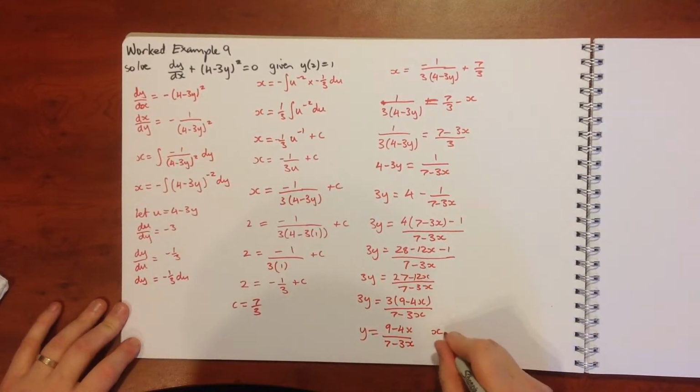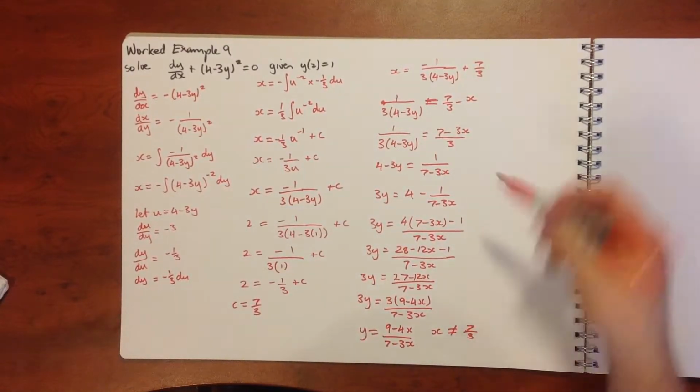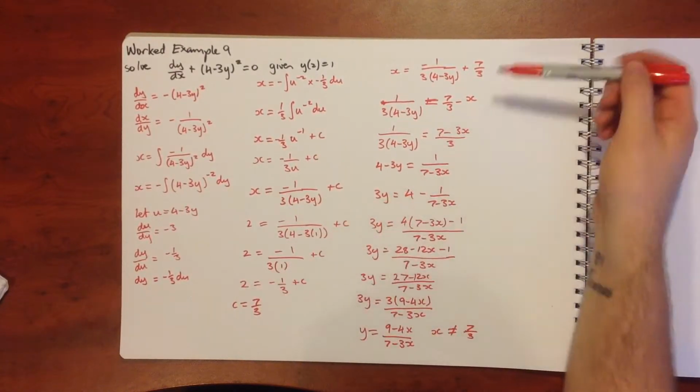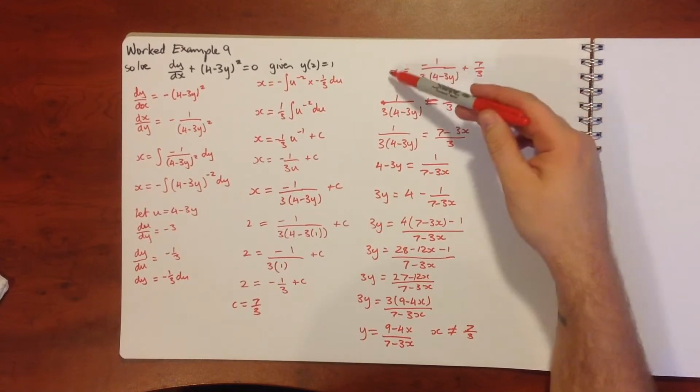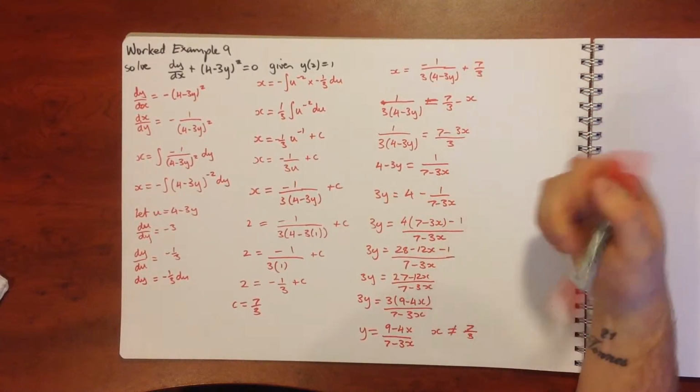And so x cannot equal 7/3. A lot of it was just rearranging towards the end there. We'd found our c value, so we did have the equation here, and then there was quite a fair bit of work to rearrange for y in this case.